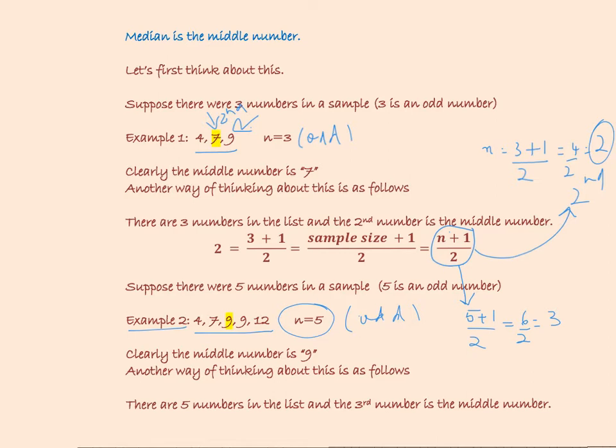Using this number 3, can we confirm that the third number is the median? And clearly that is the case. The 9, which we identified as the middle number, is really the third number. So by the same logic, we can determine the position of the median quickly by using this formula. This would work as long as n is an odd number.